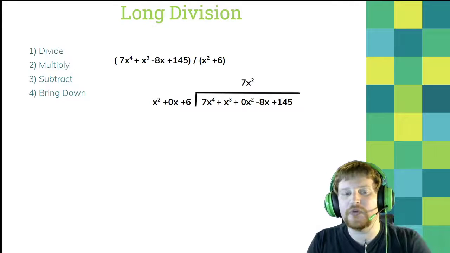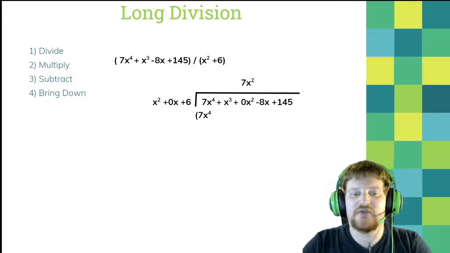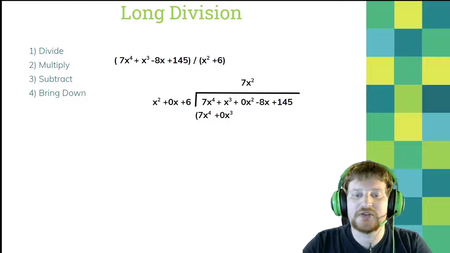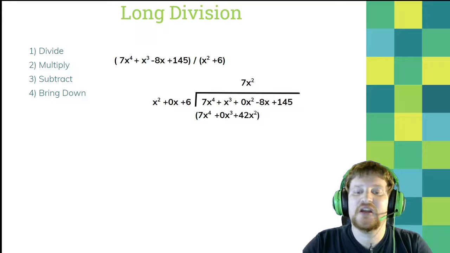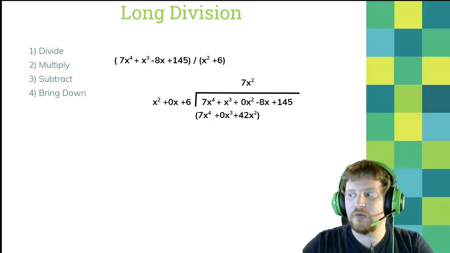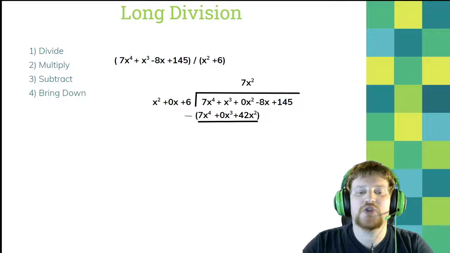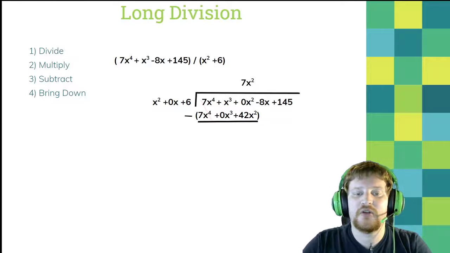Step 2, multiply. So 7x squared times x squared is 7x to the 4th. 7x squared times 0x is 0x cubed technically. 7x squared times 6 is 42x squared. That's our multiply step. Now we need to subtract these. Well, notice that 7x to the 4th minus 7x to the 4th, those cancel out. That was the entire purpose. So now we just need to take the rest of these.